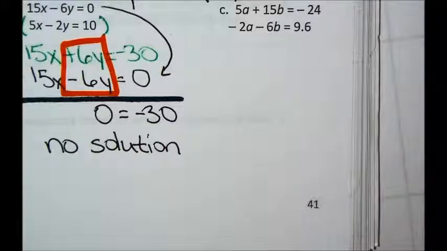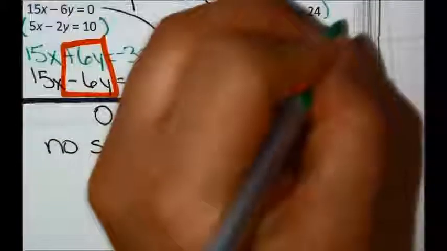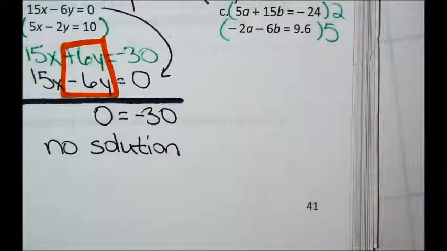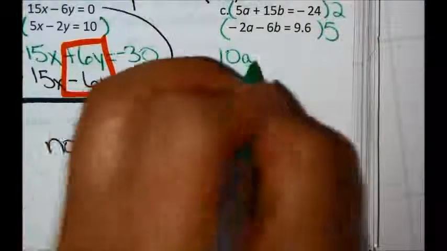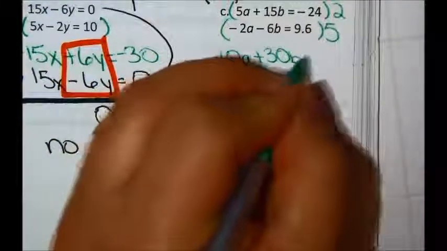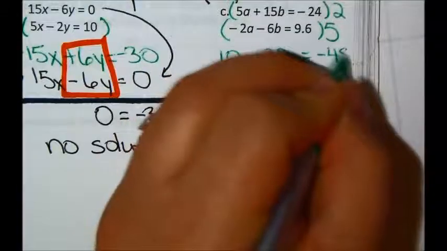For this problem, my variables are already lined up. My constants are lined up on the other side, but I don't have something that would automatically cancel. So select a variable that you want to cancel. Okay, if we're going to get rid of a, what does 5 and negative 2 go into? 10. What would I need to multiply the top equation by to get 10? And the bottom equation? Would that give me the opposite signs I need? Yes. The top equation becomes 10a plus 30b is equal to negative 48.